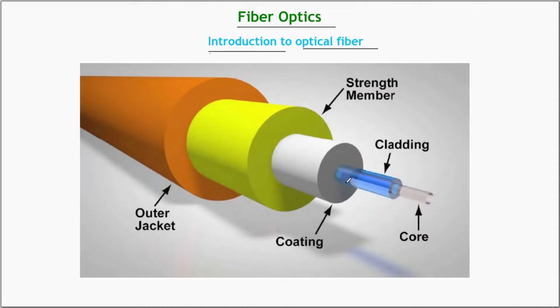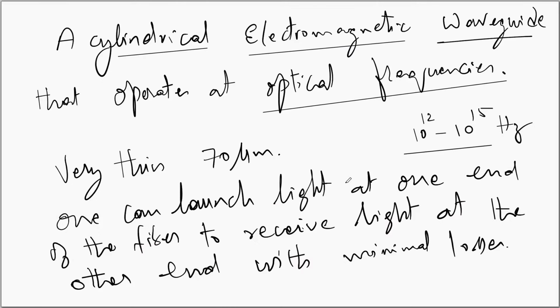In this video, we have started our discussion by stating that an optical fiber is a cylindrical electromagnetic waveguide that operates at optical frequencies. The thickness of the optical fiber will be about 70 micrometers. When light is launched into an optical fiber at one end, one can receive the light at the other end with minimal losses.